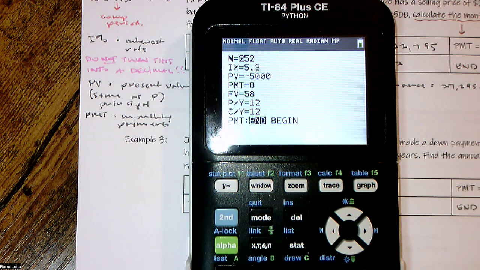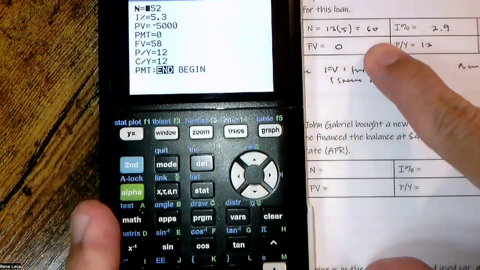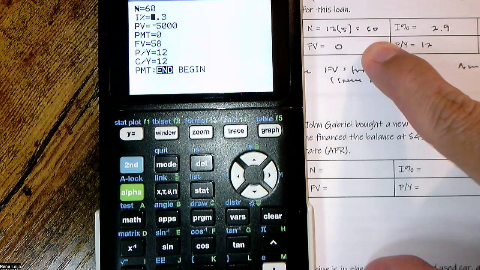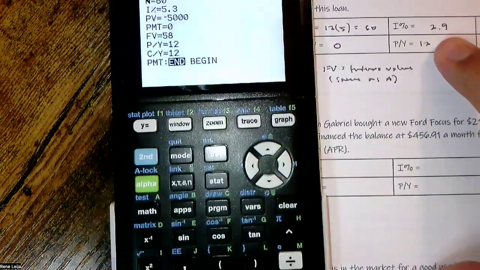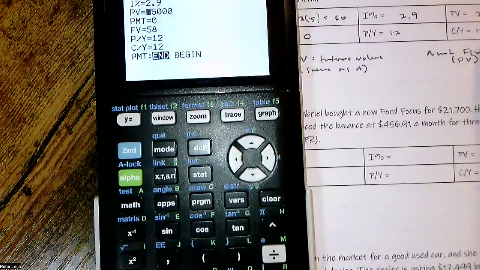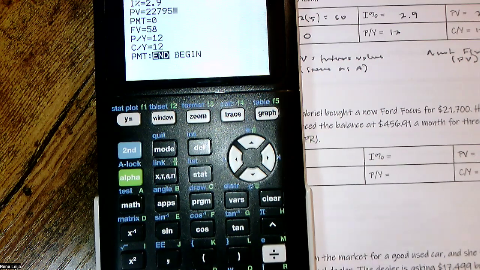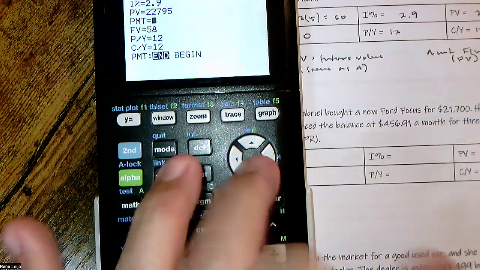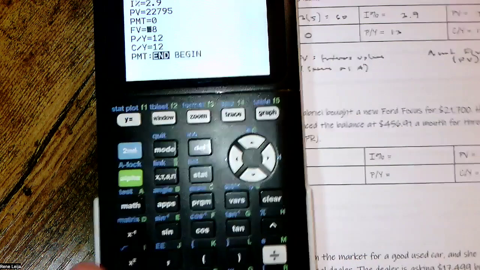Again, just press enter and here it is. And we're going to enter in these values. So big N is 60. I'm going to enter in 2.9, not 0.029, just 2.9. My present value is 22,795. I'm looking for PMT, so I'm going to skip that for just a minute. So just arrow down, okay?